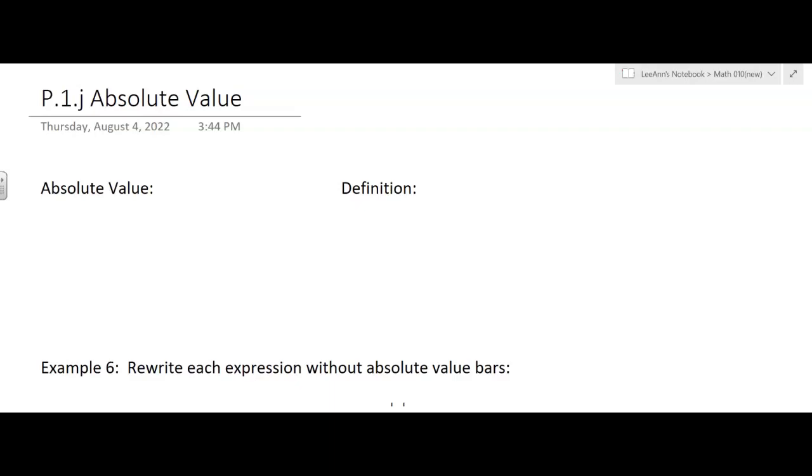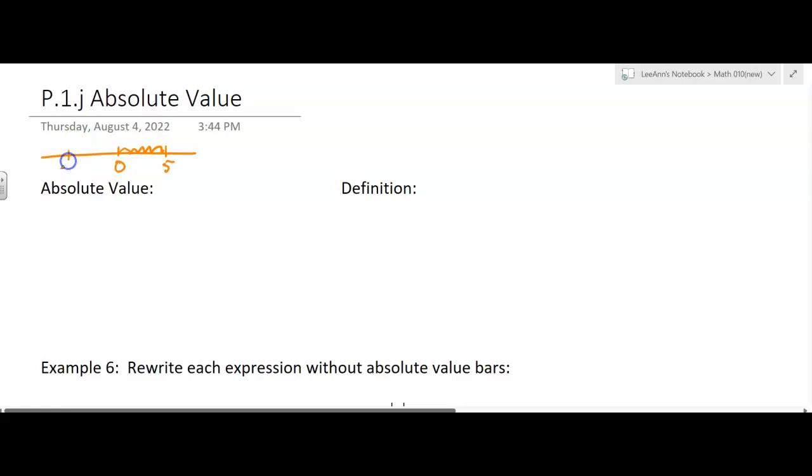So in this video, we're going to talk about absolute value. Absolute value has to do with how far something is away from 0 on a number line. So here's 0, and let's say you're at 5. That would be 5 units away. 1, 2, 3, 4, 5. Yeah, 5 units away from 0.